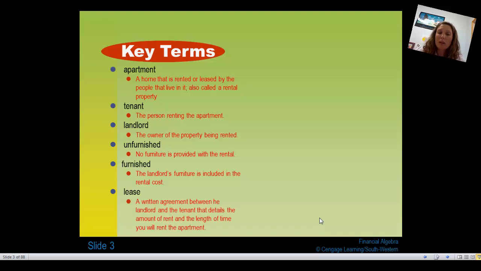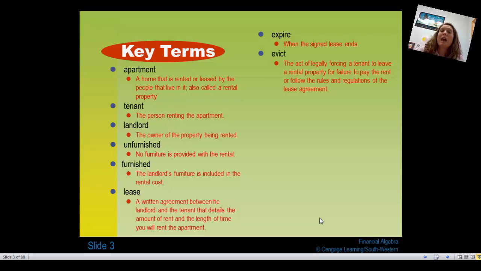Lease is a written agreement between the landlord and the tenant that details the amount of rent and the length of time you will rent the apartment. Expire, this is when the signed lease ends. Sometimes they're month to month, sometimes they are year to year, or sometimes they are even longer than that. Evict, this means the act of legally forcing a tenant to leave a rental property for failure to pay the rent or follow the rules and regulations of the lease agreement.